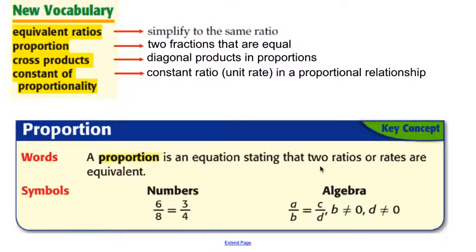So first off, a proportion. A proportion is an equation stating that two ratios or rates are equivalent. And what that means is basically that we have two different fractions separated by an equal sign, and we're going to focus on how we solve those kinds of equations.